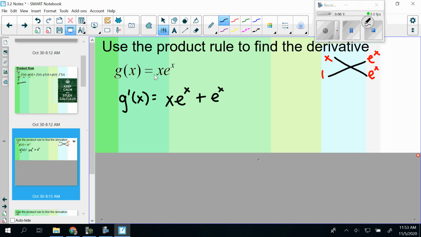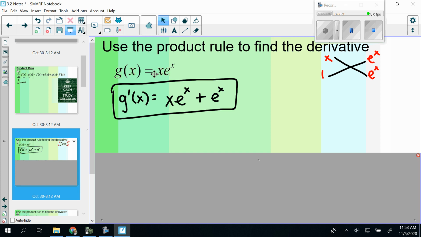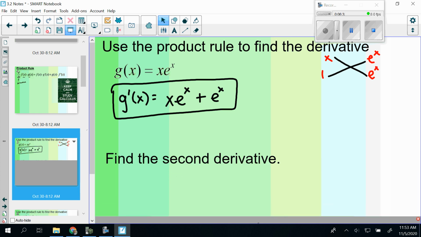So that would be the derivative or rate of change of g. That would be the slope. This equation would find the slope of this function at any point. All right, now follow-up question that they may ask on certain problems.